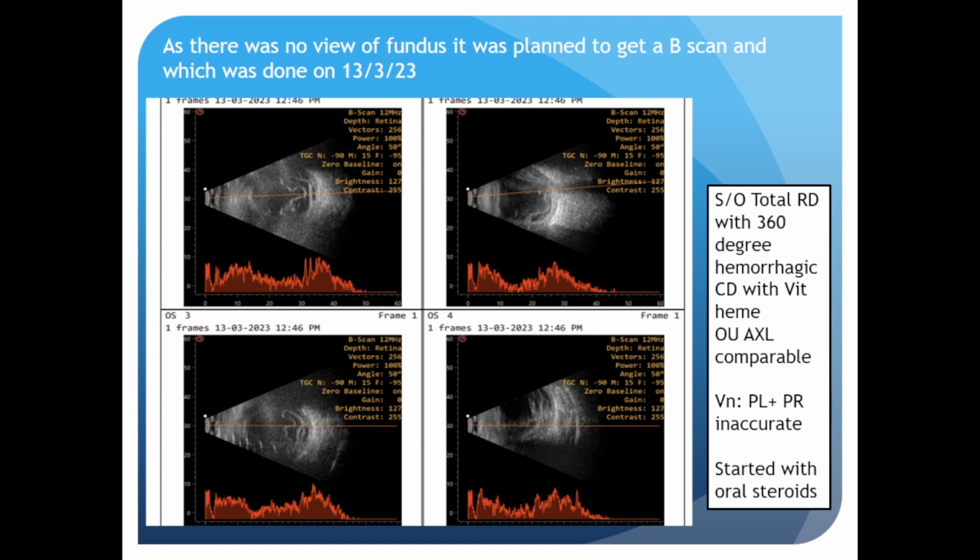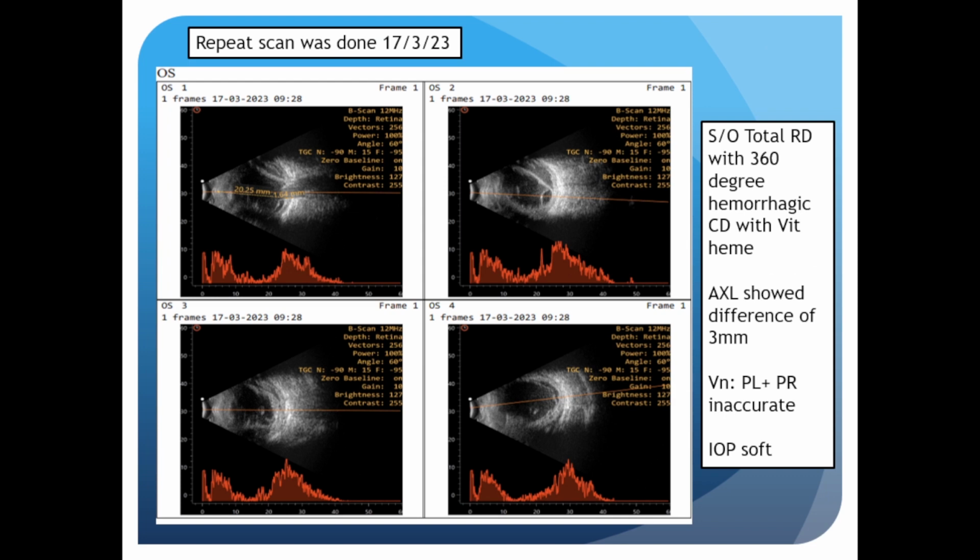Again, patient came to us after the primary repair. We have done the ultrasound. Total retinal detachment, with the hemorrhagic CDs with vitreous hemorrhage. OU axial length was comparable, and presently PL was present and PR was inaccurate. Started with oral steroids.